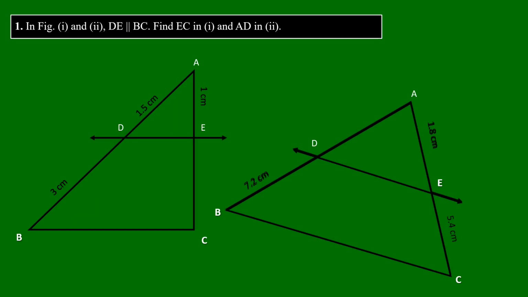Our first question is, we are given two figures, two triangles rather, and DE is parallel to BC in both the triangles. We have to find out EC in the first case and AD in the second case. So we'll apply BPT to both and find this EC and AD. Let's see how.